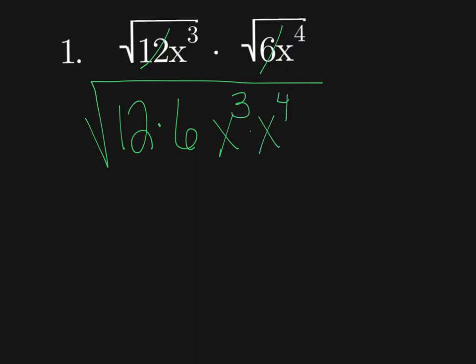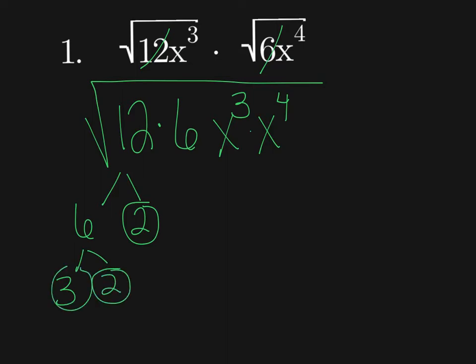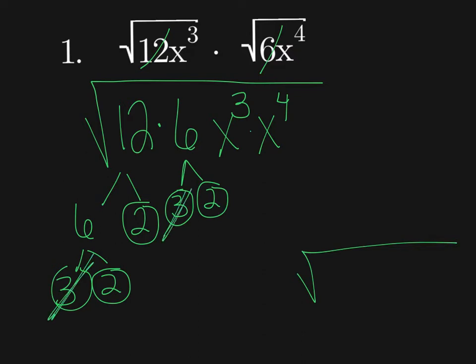So I'm going to go ahead and break my 12 up. 6 and 2, 2 is prime. And then 6 is 3 and 2, and both of those are prime. And then this 6 I can break up into 3 and 2, and they're prime. Okay, so now I have a square root. Okay, so now this 3 can pair up with this 3, and it comes outside. This 2 can pair up with this 2, and it comes outside. Now this 2 does not pair up, so it's going to stay inside.